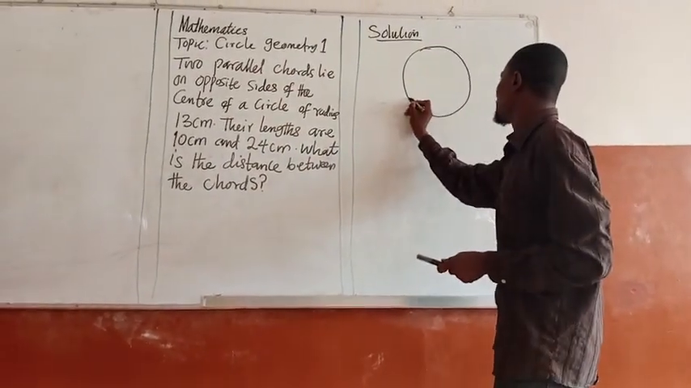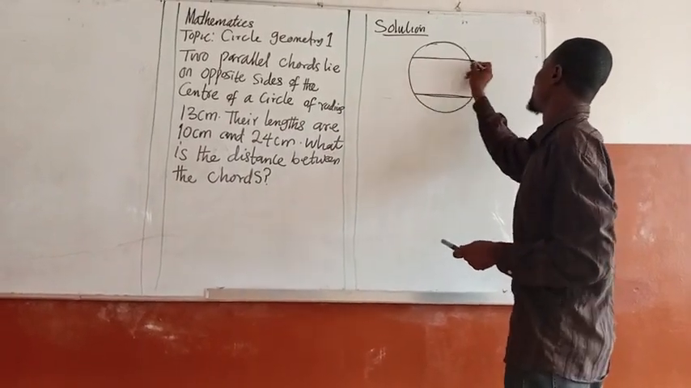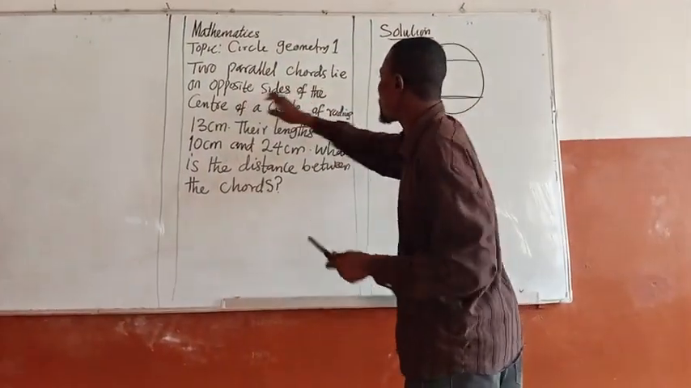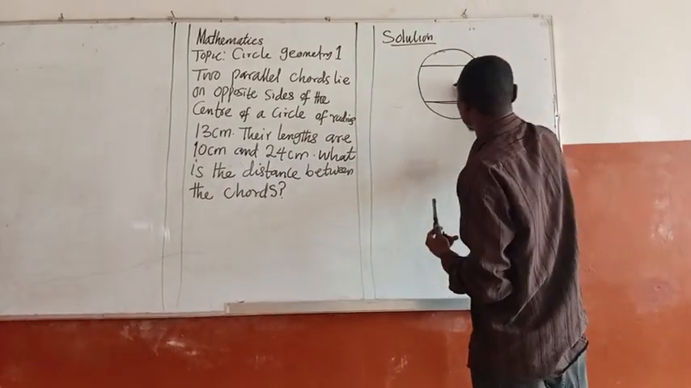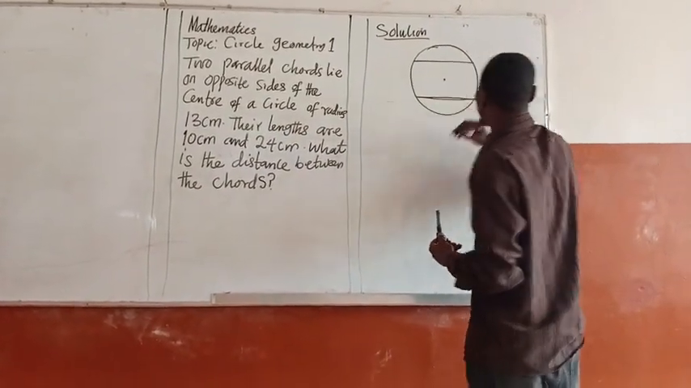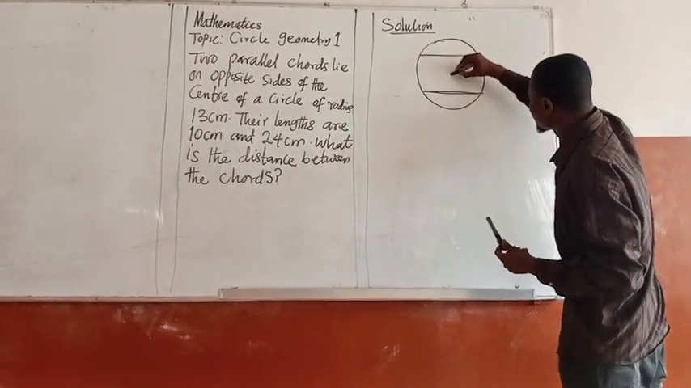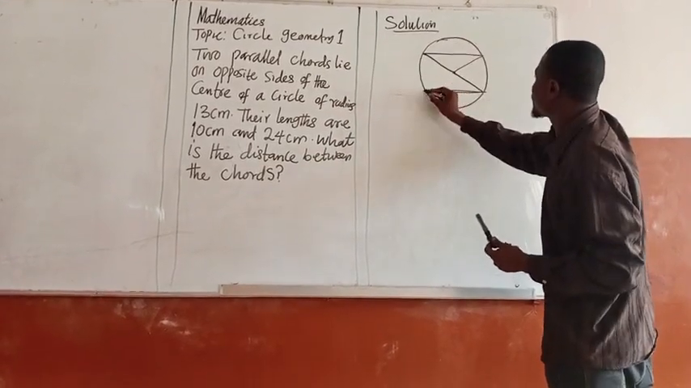This is the first chord. They are parallel. This is the first one. This is the second one. Two parallel chords lie on opposite sides of the center of the circle. That means they must have a center. In the center, we connect all the lines to the center. This is it. Connect everything to the center.